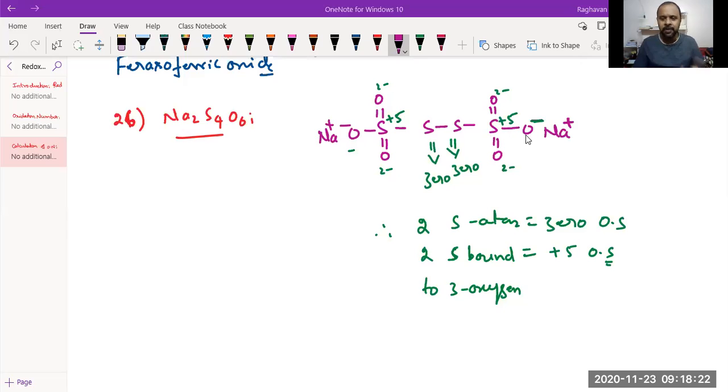Like that, when sulfur is bound to sulfur, the oxidation state is 0 because they share electrons equally, and the electrons will not be shifted onto any one particular atom. When sulfur is attached to oxygen, oxygen will be negative and sulfur will become positive. If oxygen is bound with a double bond, then oxygen will be -2. If oxygen is bound with a single bond, then oxygen will be -1.